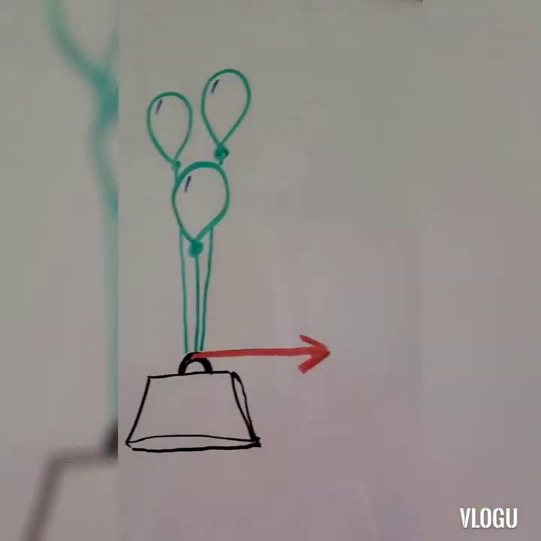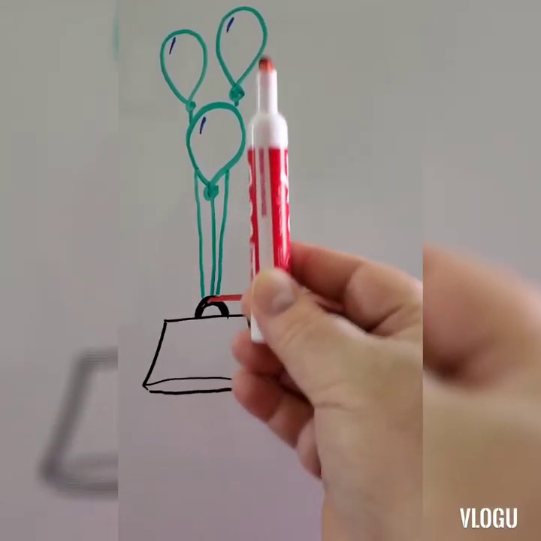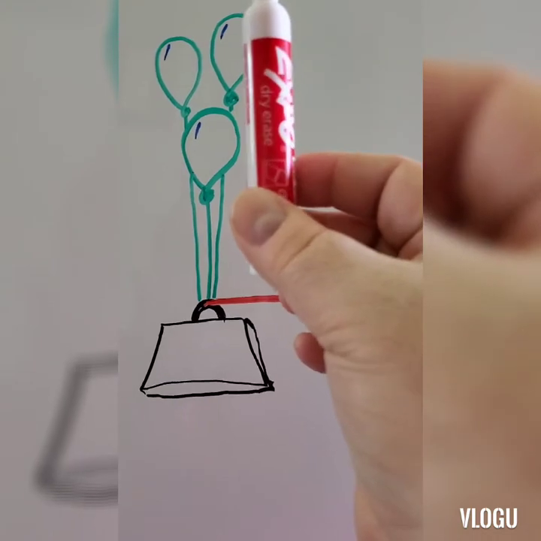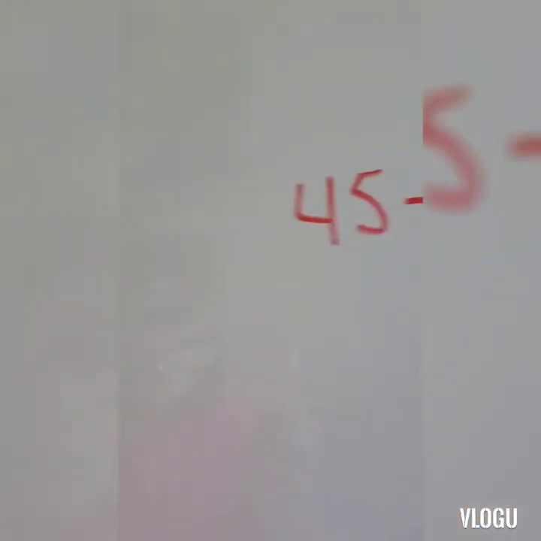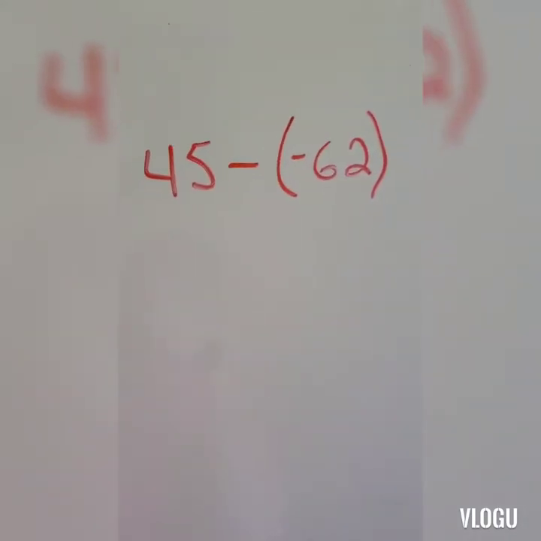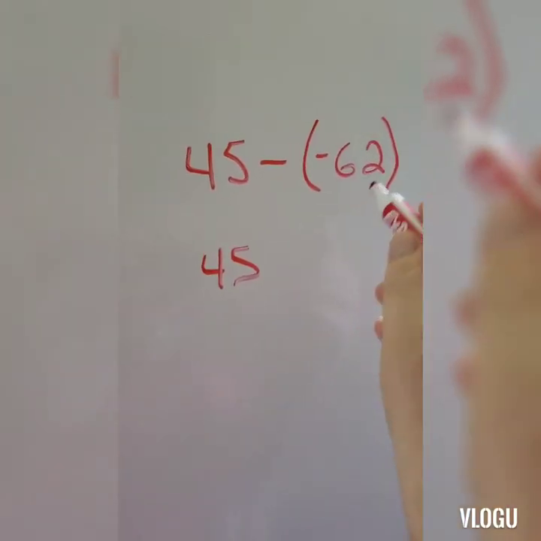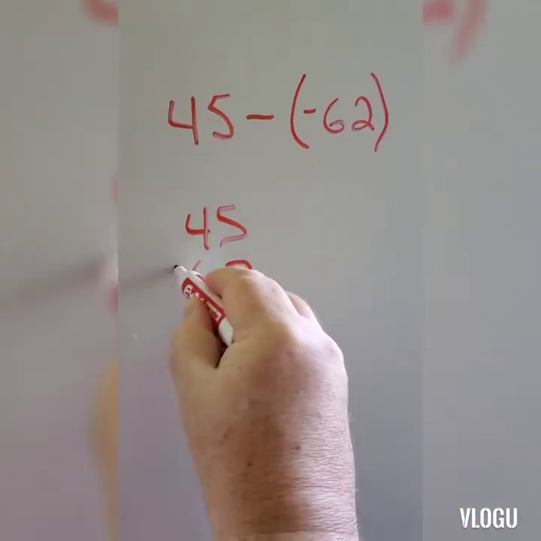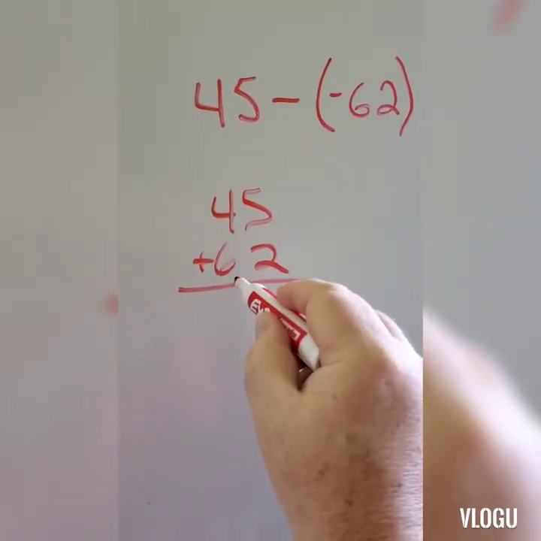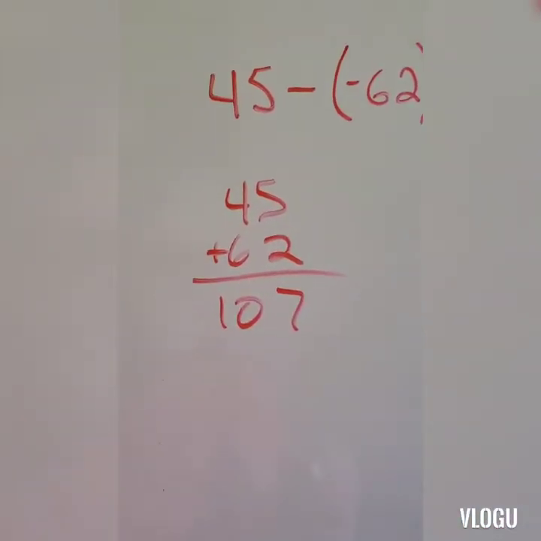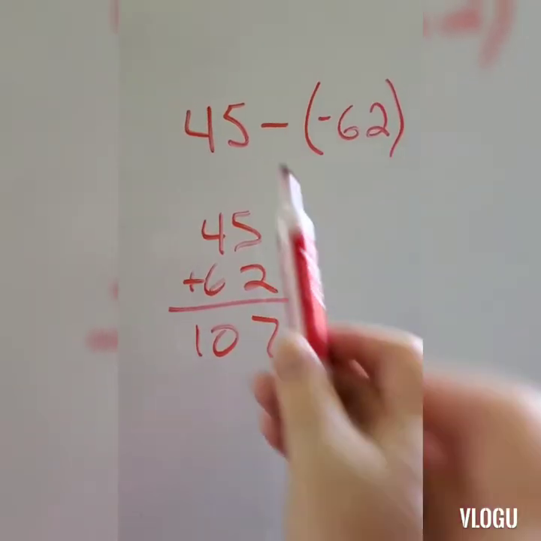So if I'm taking away some negative, my number is going to float up the number line. It's going to get bigger. It's going to increase to a bigger number. So if I know I'm starting with 45, and I'm increasing by 62, I just need to add them. The answer is 107. And that is correct.